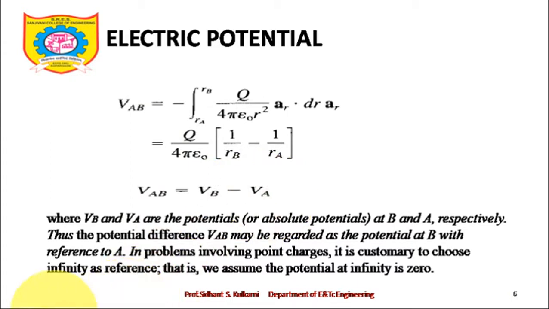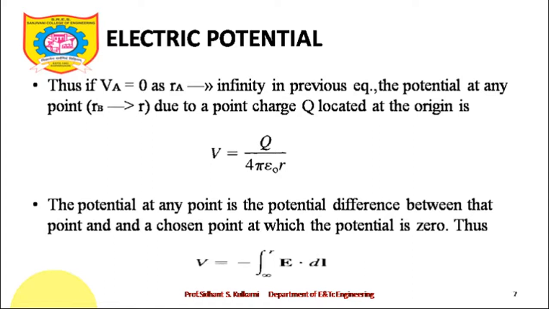We also understood the concept of absolute potential, where, if we are calculating the voltage at B, assuming A is a reference point, and if A is at infinity, if we put RA equal to infinity, we get the voltage at point B. That is the concept of absolute potential, and we got it as V equal to Q upon 4 pi epsilon R.